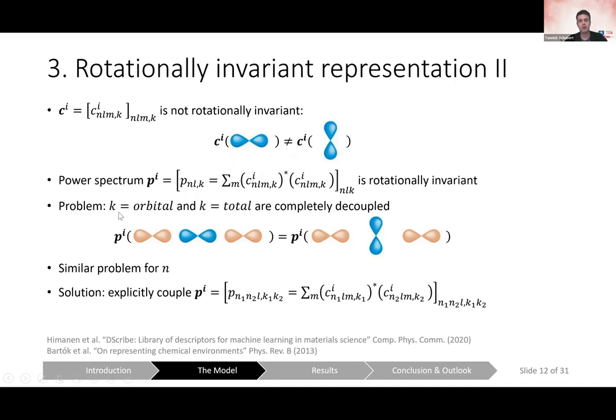And one is that the indices corresponding to the orbital density and the ones corresponding to the total density are completely decoupled. So they are both rotationally invariant, but independent of each other. So, for example, you could rotate only the orbital density, but leave the total density here in orange unchanged, and this will lead to the same power spectrum.